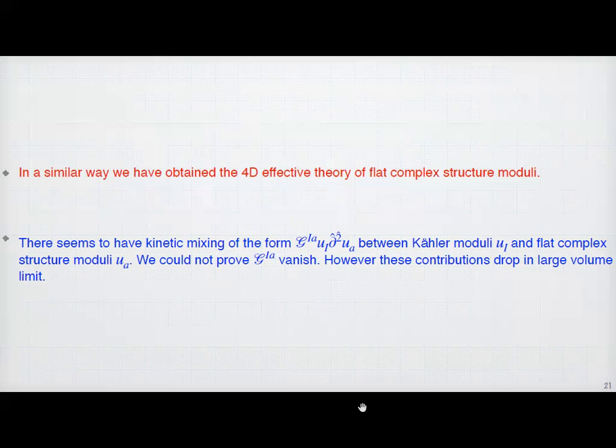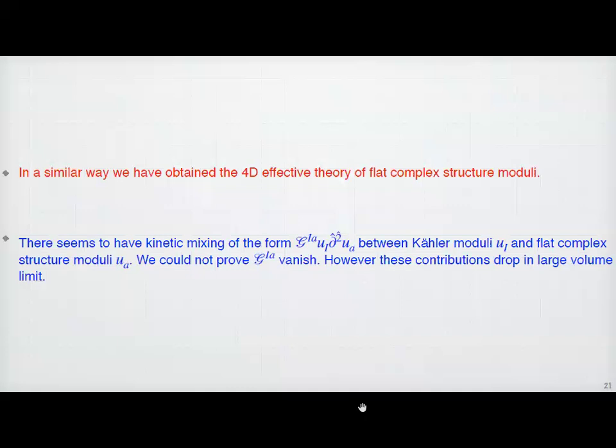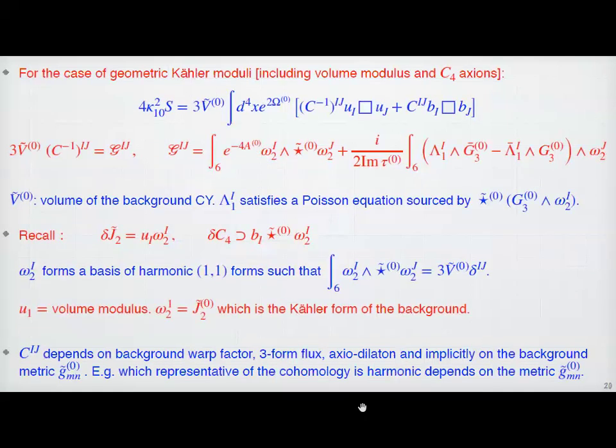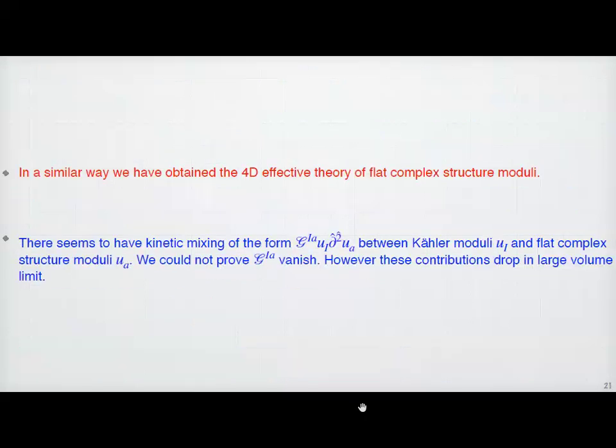So we are consistent. Okay, so I will now discuss some outlook which discusses these results also. First of all, develop computational tools capable of calculating the moduli space metric as the background Calabi-Yau metric is varied over the moduli space. And this would allow precision in phenomenology even in the case of strong warping, because we have given an explicit formula by the warp factor, there is no approximation.